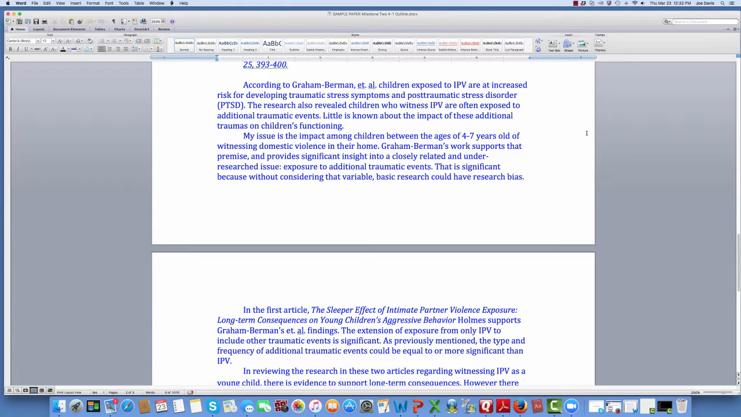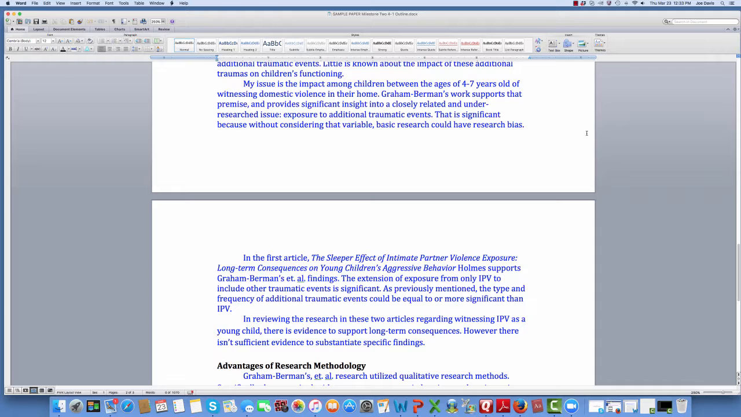My issue is the impact among children between the ages of 4 to 7 years old of witnessing domestic violence in their home. Graham Berman's work supports that premise and provides significant insight into a closely related and under-researched issue, exposure to additional traumatic events. That is significant because without considering that variable, basic research could have research bias.